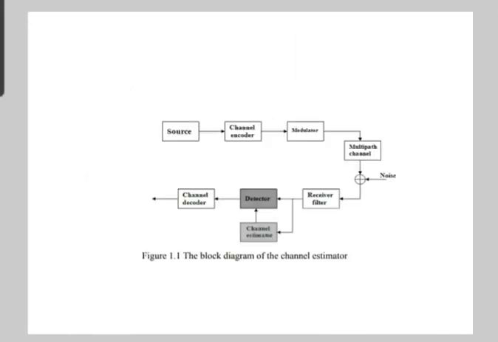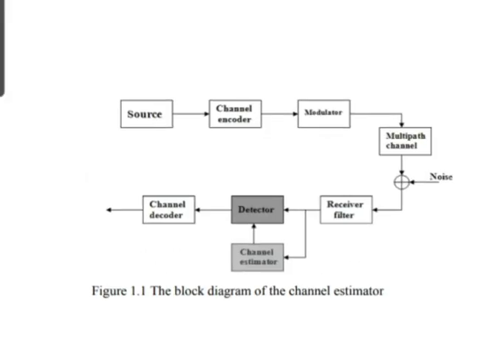The diagram for this is given here. This is a block diagram of the channel estimator. It consists of source, channel encoder, modulator, multipath channel, then receiver filter. Again it is given to the detector, and then finally to the channel decoder.